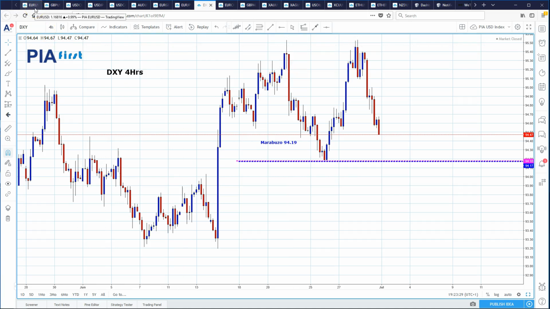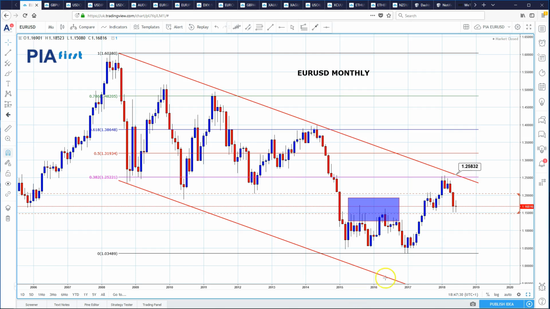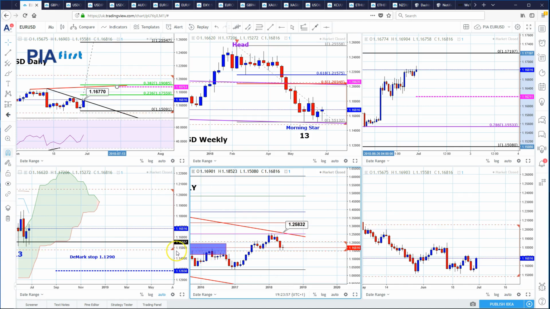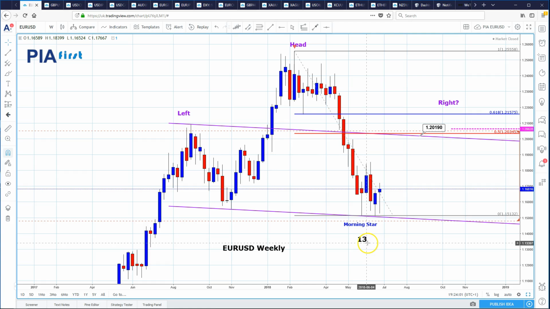So reflecting that dollar bias onto the majors, we're just going to break down the time frames and highlight where our support and resistance levels are. Opposite to the dollar index, in euro dollar we're in a bearish channel formation. We've seen little net change really for June, and we've been left with a very indecisive doji style candle. If we go to the weekly chart, here we've got a DeMark 13.